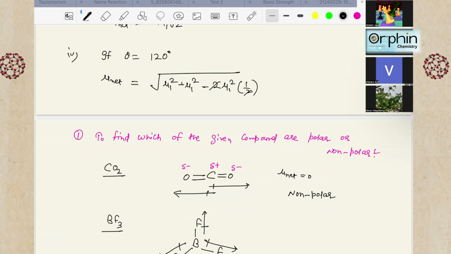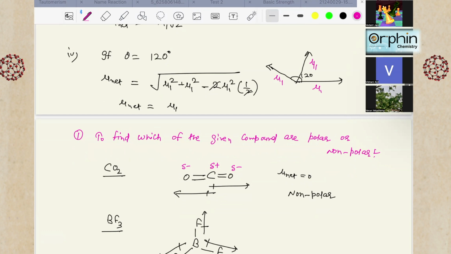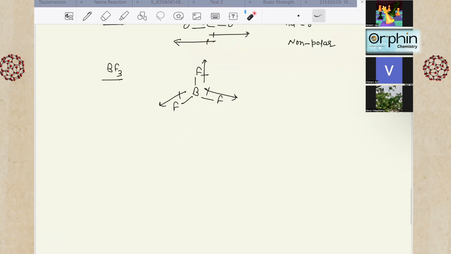So this will get cancelled, and mu net will come out as mu1 only. When two dipoles are there and the angle is 120 degrees, the net dipole moment coming in between them has the same value as either dipole, because both the dipoles are equal. So the net dipole moment of two BF bonds will come exactly in between them, and it will be equal to one BF bond.